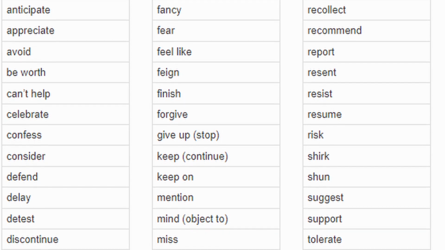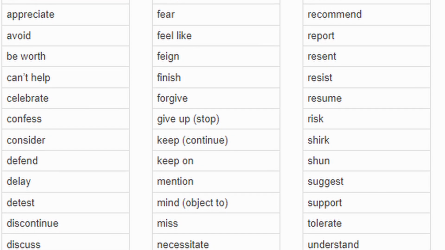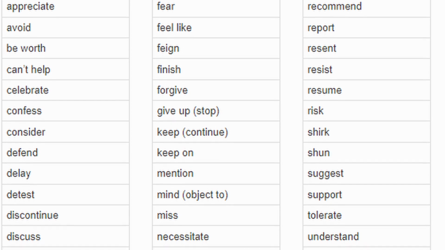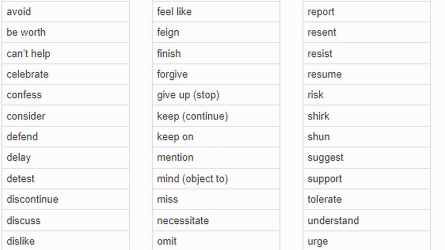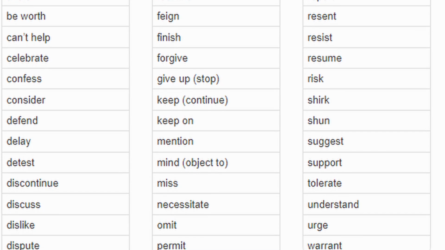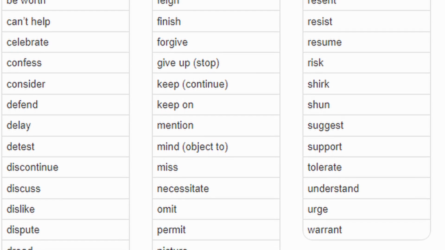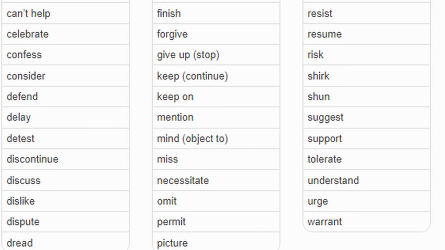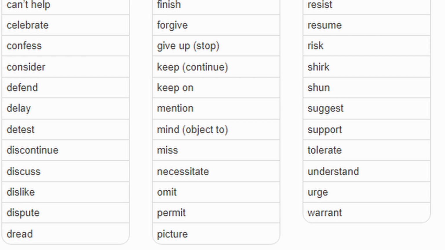finish, forgive, give up, keep on, mention, mind, miss, necessitate, omit, permit, picture, postpone, practice, prevent, put off, recall, recollect, recommend, report, resent, resist, resume, risk, shirk, shun, suggest, support, tolerate, understand, urge, and warrant.